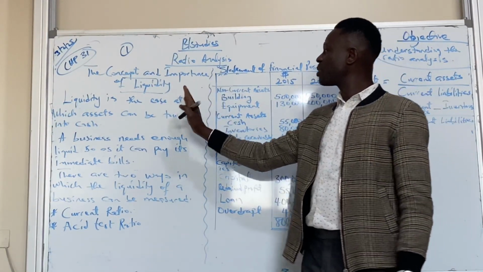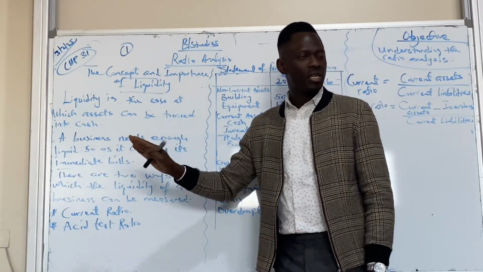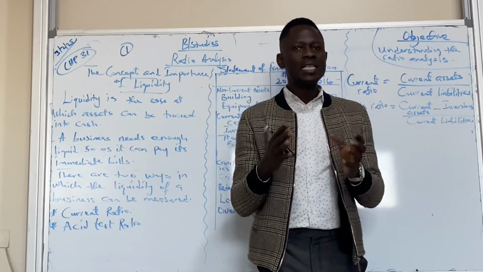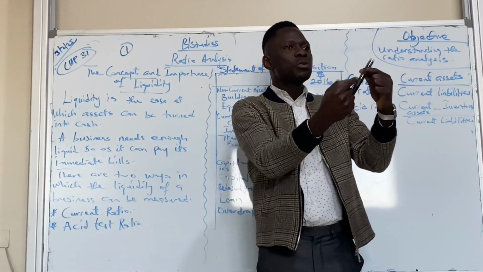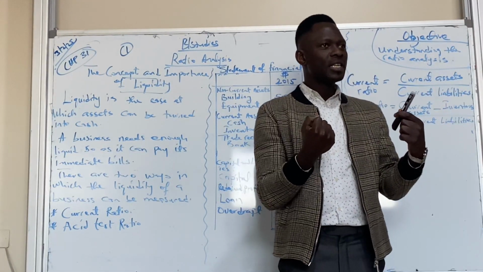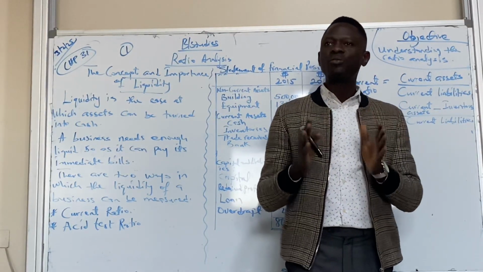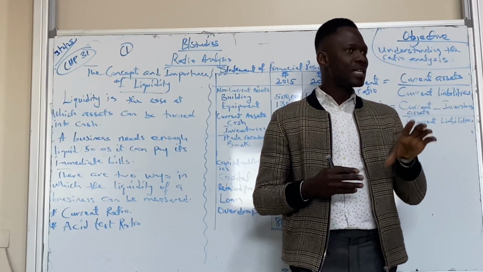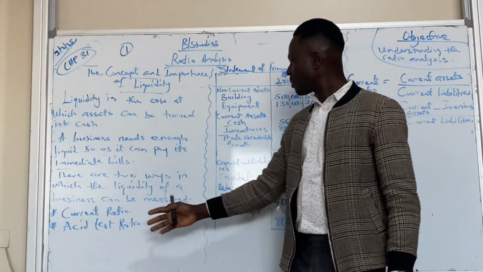The concept and importance of liquidity. I wrote, liquidity is the ease at which assets can be turned into cash. We call it liquidity because the resources we have can easily be turned into cash. For example, I have a marker here. How soon can I sell this marker to get cash? That is how liquid this marker is. So the most liquid asset we have is cash. Are you with me? The most liquid asset we have is what? Cash.